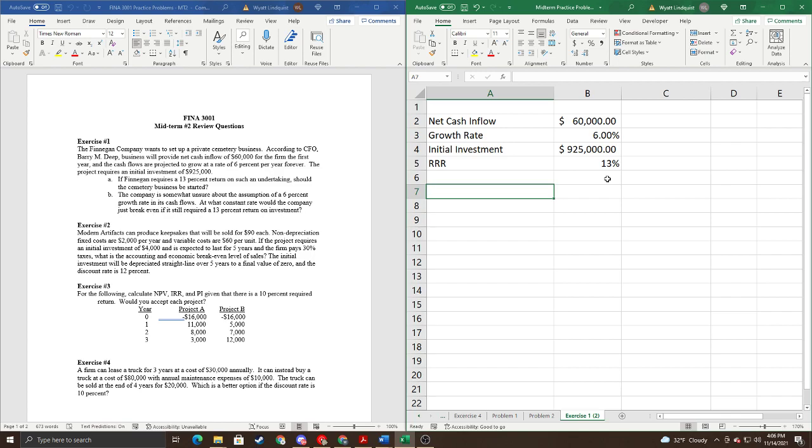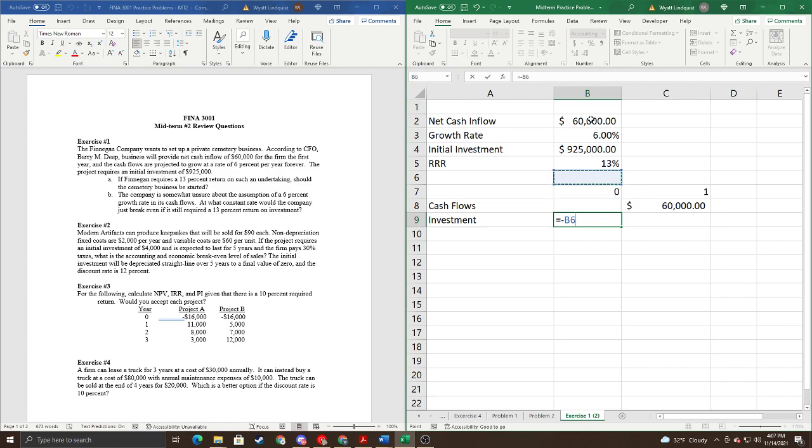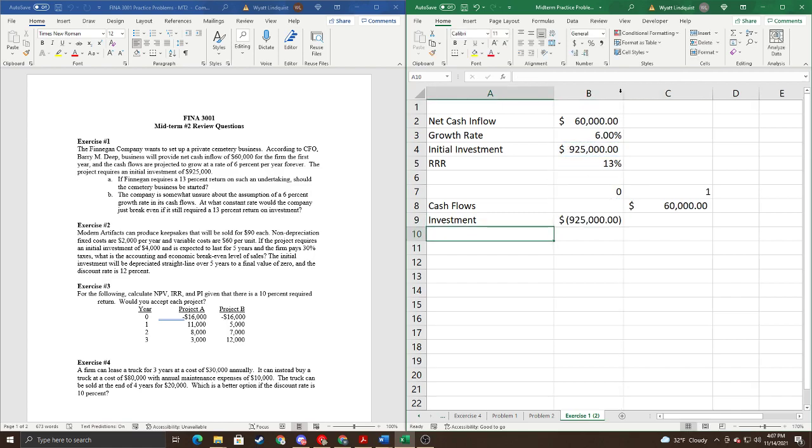So now let's get started on the actual math. So first we are going to have our years. So we have year 0, not year 9, year 0 and year 1. And we're going to start with our cash flows. So there's no cash flow in year 0, but there is a cash inflow of $60,000 in year 1. And then we have investment, and this is going to be equal to negative $925,000 right there.